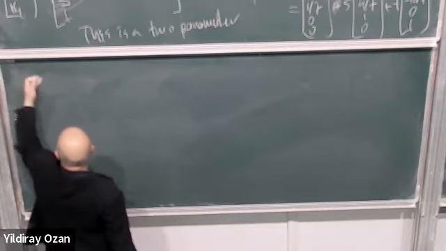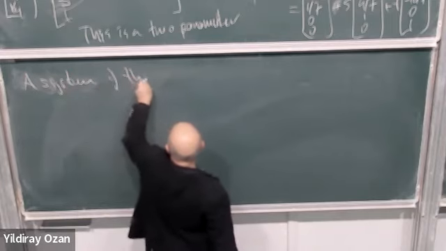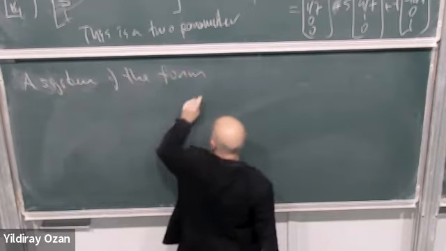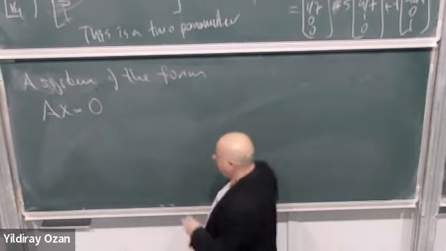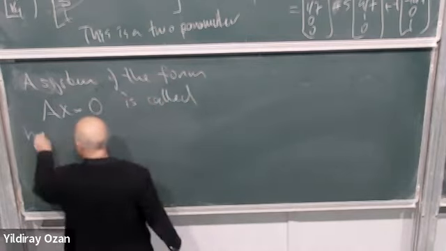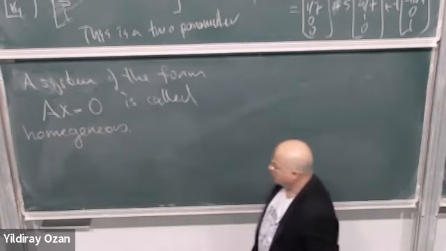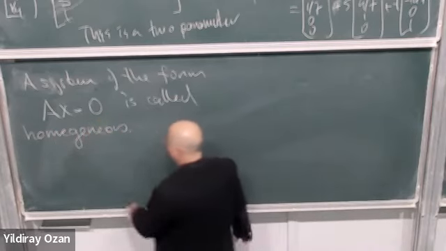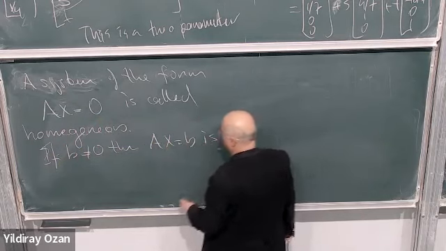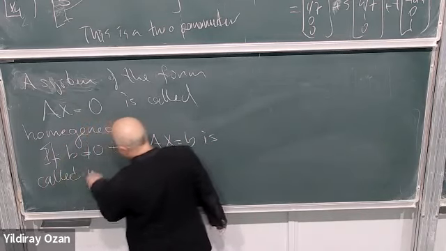A system of the form Ax equals 0, so if b is 0, this is called homogeneous. If b is not 0, then Ax equals b is called non-homogeneous.